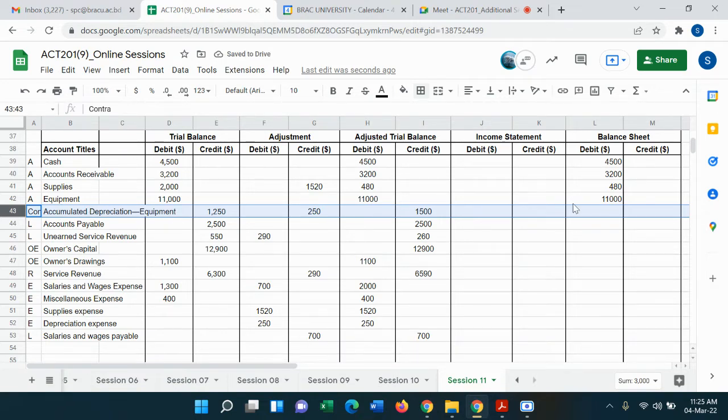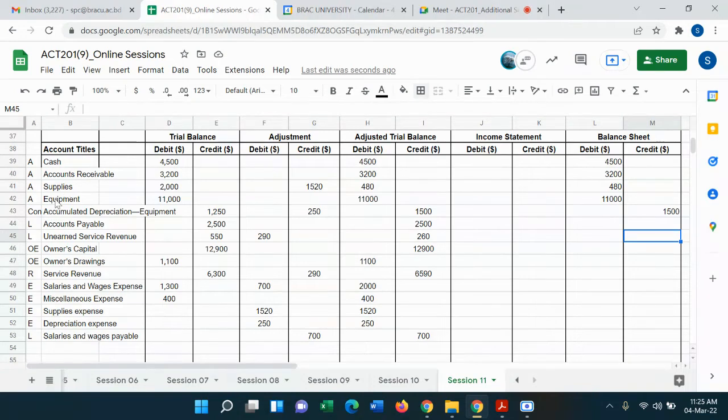Accumulated depreciation for the equipment was a credit balance. We'll transfer it to the credit side of the balance sheet. So what should be the amount? 1500 credit. It's not revenue, it's not an expense, it's a contra account of the asset. That's why only revenue and expense will be transferred to the income statement. All other information will be transferred to the balance sheet.